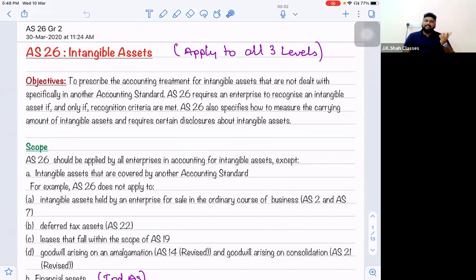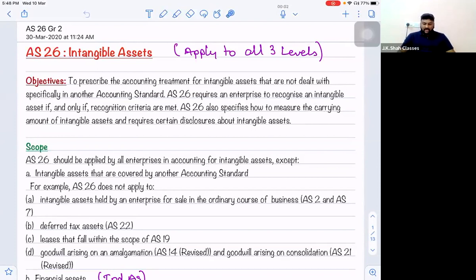Then again, impairments will come. Impairments we have already done in AS10. The same logic will be repeated here again. Then finally, derecognition. Derecognition means when should an intangible asset be eliminated from the balance sheet. Same as what we learned for AS10 also. So this is all we are going to learn in this particular topic.